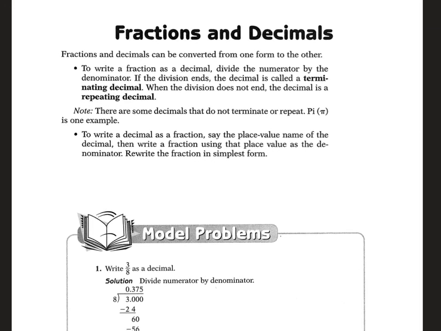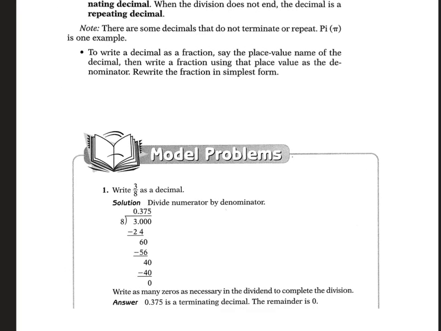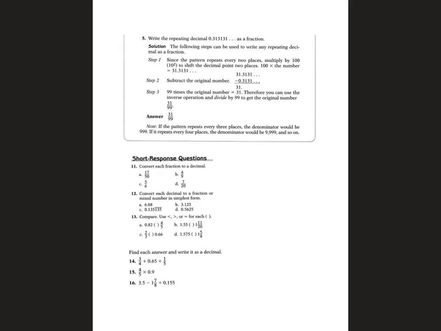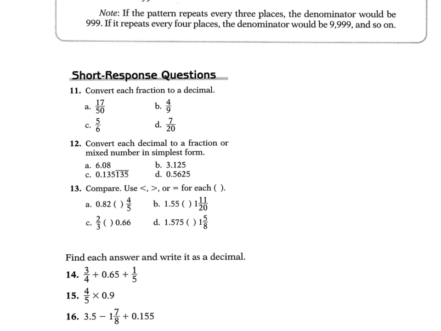With fractions and decimals, we are working with terminating and repeating decimals. We actually saw this when we were dividing those numbers and giving our answer in decimal form. So it's the same exact thing. We just have to remember that the numerator for our fraction goes underneath our division house, and the denominator is on the outside. So if we look at some examples, for 11, we are converting each fraction into a decimal.